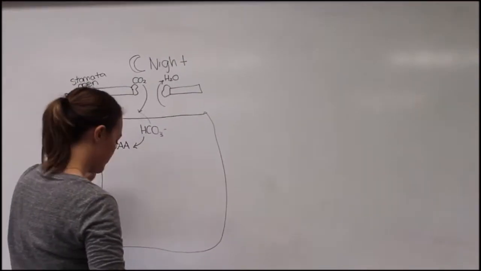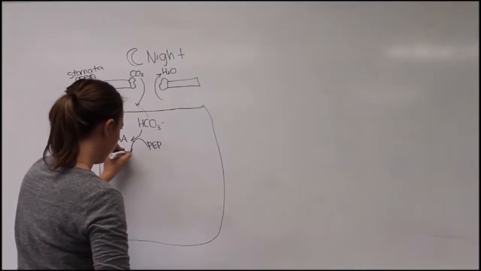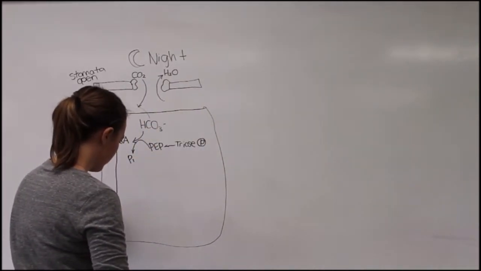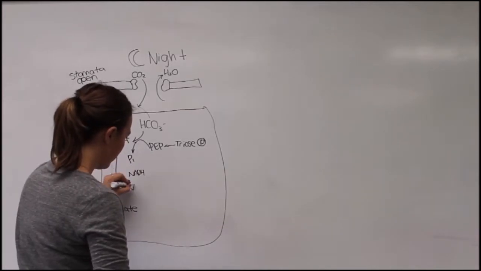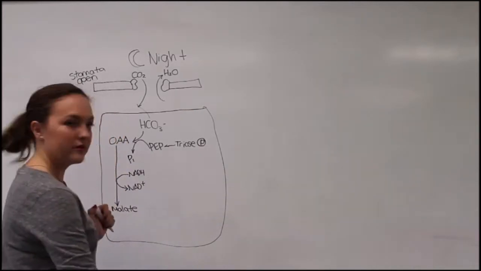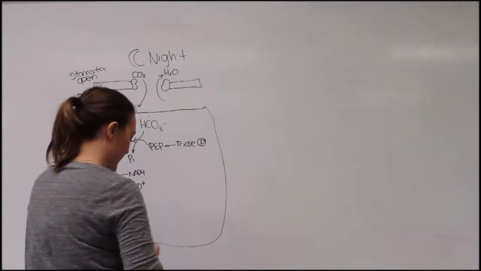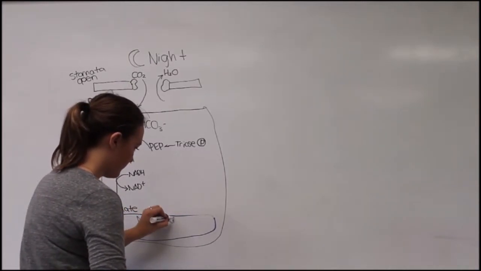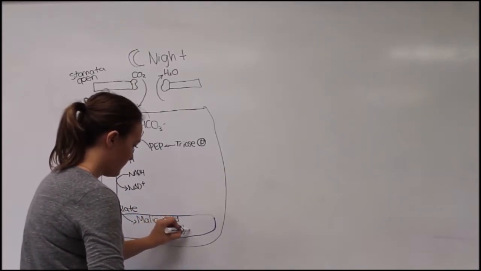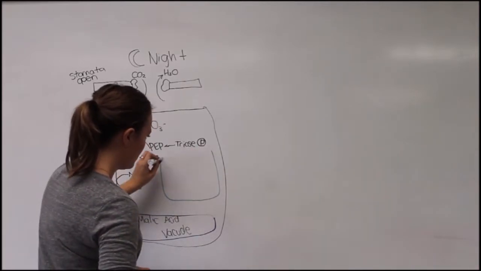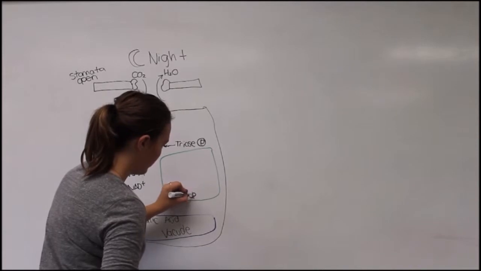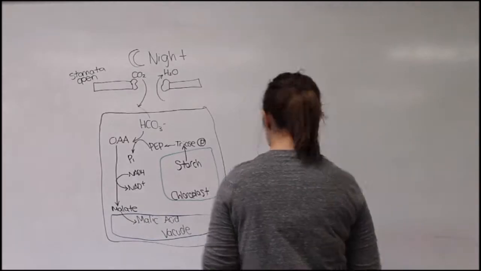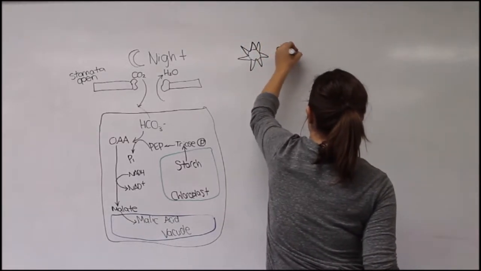Once entered, it becomes oxaloacetate combined with PEP to become malate, which is formed and kept in the vacuoles as malic acid. They're kept in the vacuoles so that they do not harm the rest of the cell with their acidity. Additionally, in the chloroplasts, starch is added to help convert carbon dioxide into the malate.